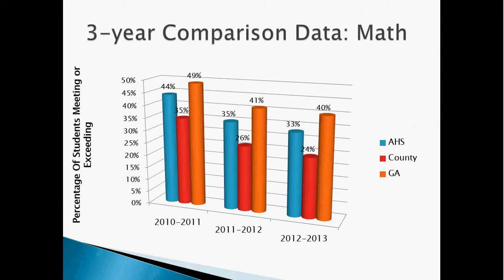Not only has our EOCT pass rate in mathematics gotten lower over the last 3 years, but so has the state's, and so has the county's. Now, we are exceeding in the county. We are doing better than the other schools in the county, but at Alexander High School, we don't want to just be the best in the county, but we want to be one of the best high schools in the state. And so we really need to have discussions about what we can do to increase the pass rate of our EOCTs.